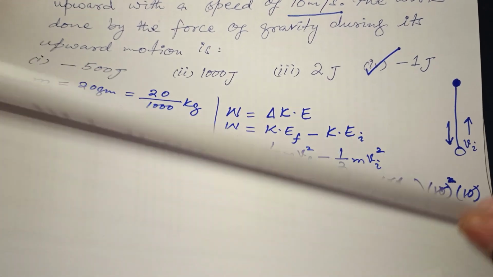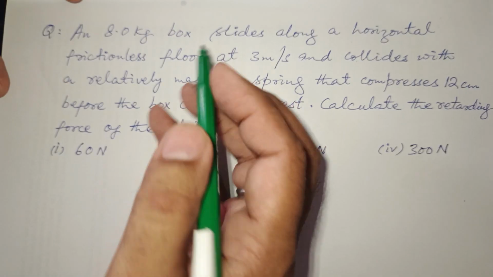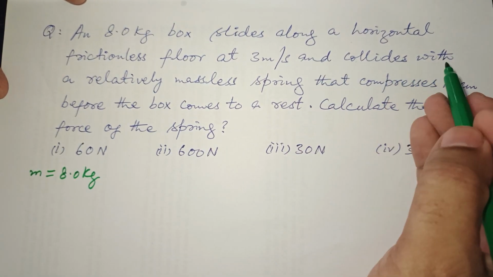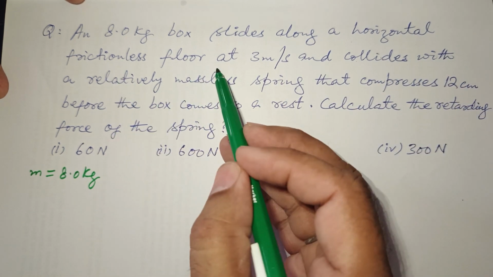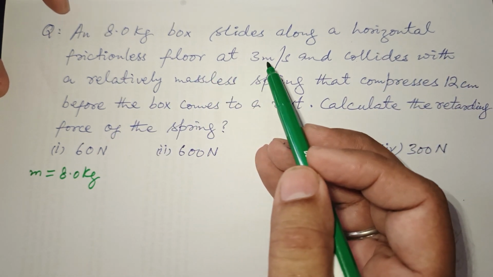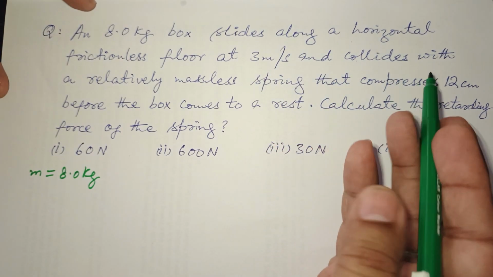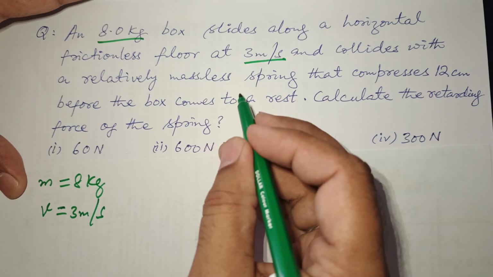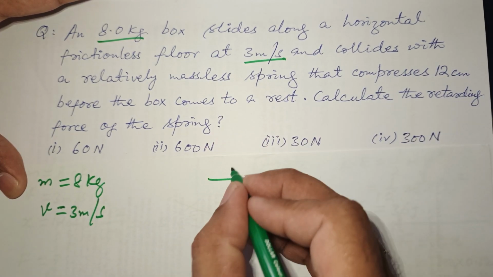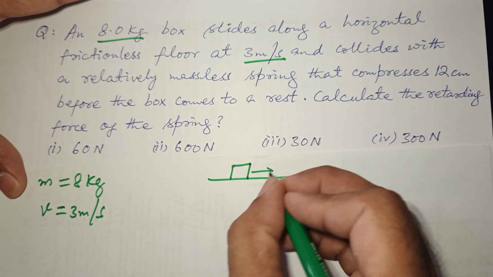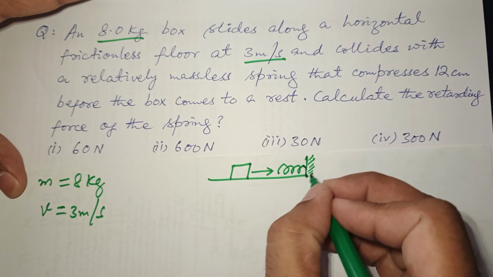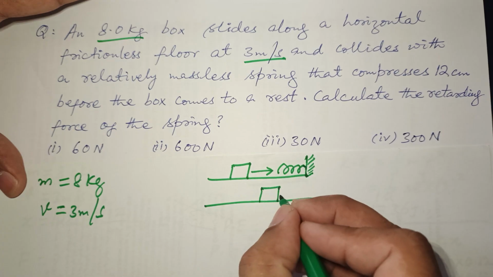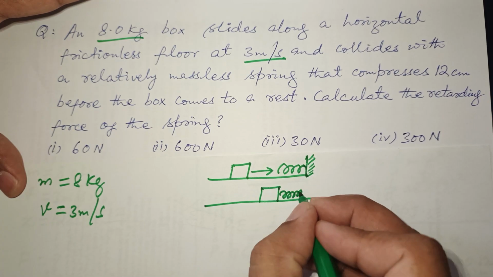Now move to the next one. An 8 kg box. So mass is 8 kg. It slides along a horizontal frictionless floor, means there is no role of friction at all, at 3 meter per second. Velocity is 3 meter per second, and it collides with a relatively massless spring. The condition is like this. This is moving in this direction. This is the spring. Spring is nearly massless. When it comes over here, it strikes it. As a result, this will be compressed.